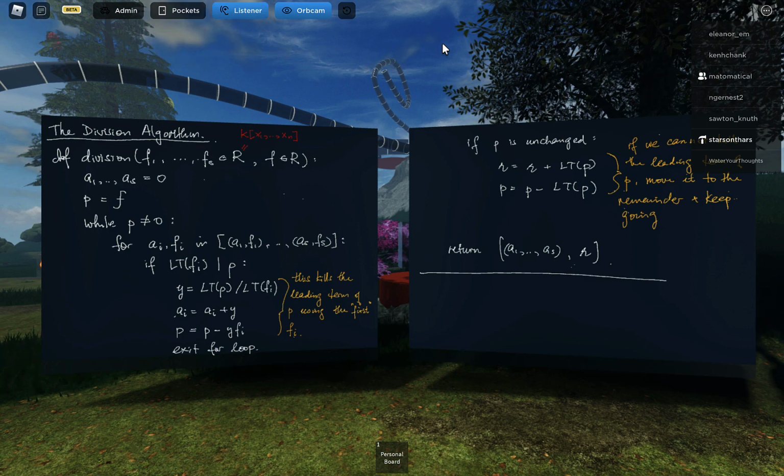Okay, so we set p to be f, and we want to make p smaller and smaller and smaller by dividing out terms successively using the elements f_1 to f_s. So while p is not equal to 0, so p is eventually going to die. We're going to pull off its terms one by one, and then we're going to go along the sequence of a_i f_i, right?